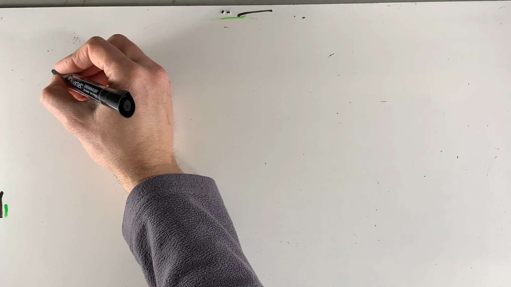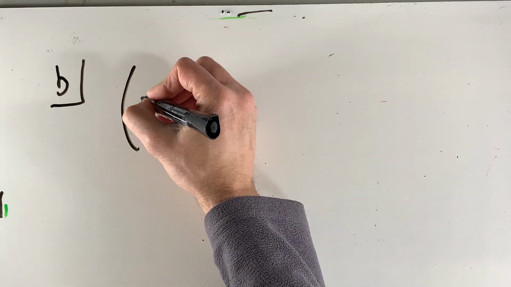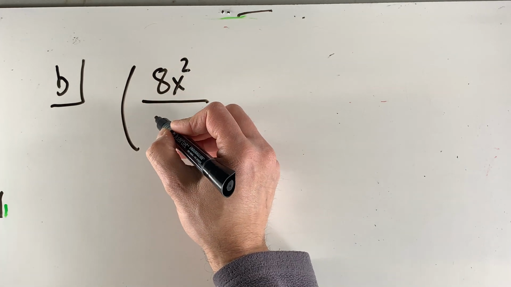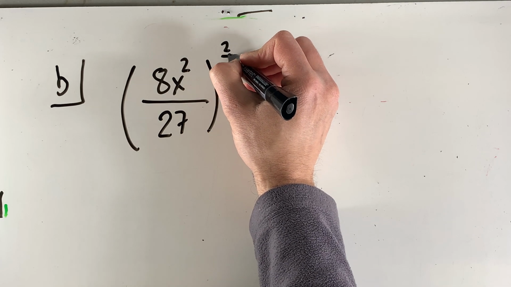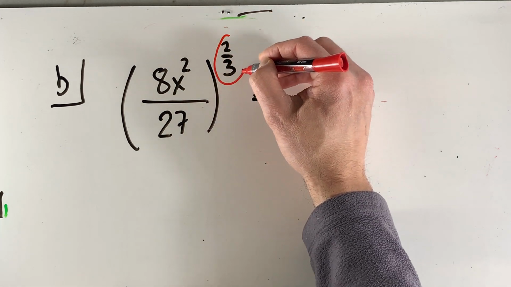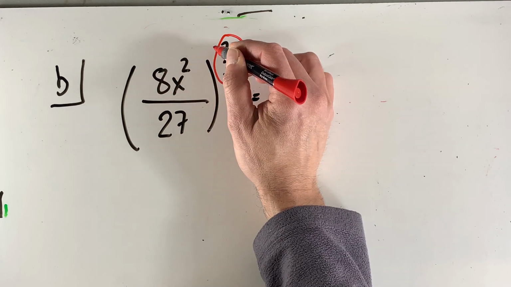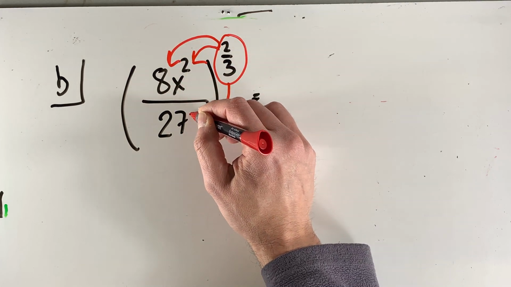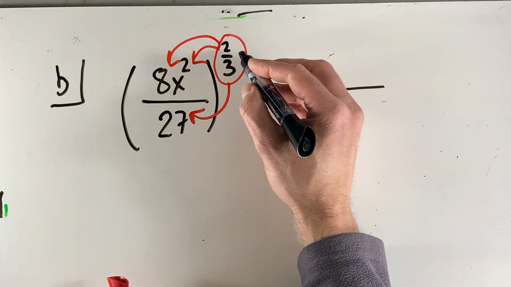B. Here we have 8 times x squared over 27 to the power of 2/3. So same thing here. We're going to be applying the outside exponent to the quotient in the bracket. Upstairs is going to be applied to the x squared as well as to the 8, and downstairs to the 27. So let's rewrite this after applying that outside exponent.